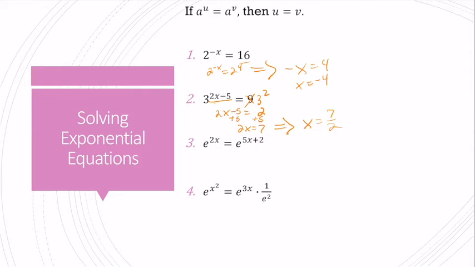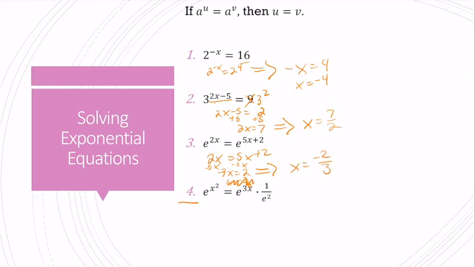For problem 3, I have e^(2x) equals e^(5x+2). So I can automatically take 2x equals 5x plus 2. I subtract 5x from both sides. I get negative 3x equals 2. So x equals negative 2/3. Let me rewrite this bigger. This implies x equals negative 2/3.